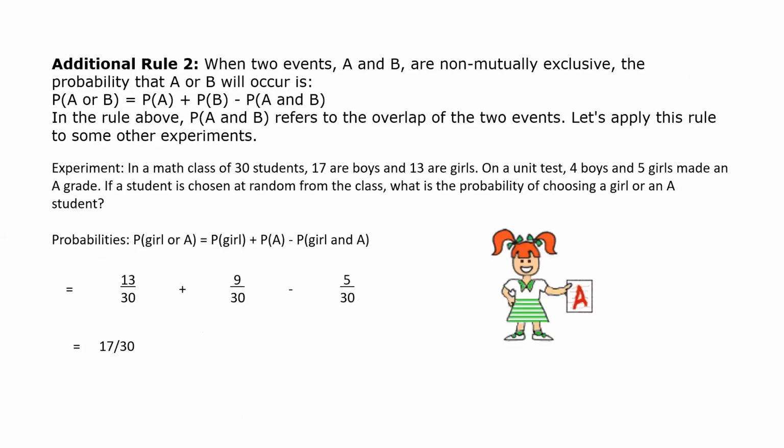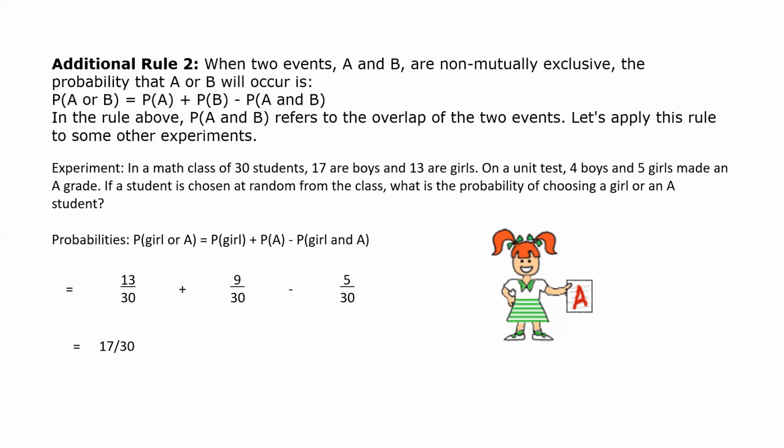Second example is for the non-mutually exclusive events. When two events A and B are non-mutually exclusive, the probability that A or B will occur, here we will subtract the probability of both occurring simultaneously. So for example, in a maths class, there are 30 students. 17 are boys, 13 are girls. And on a unit test, 4 boys and 5 girls made grade A. Now, if a student is chosen at random, what is the probability that we will choose a girl or an A?